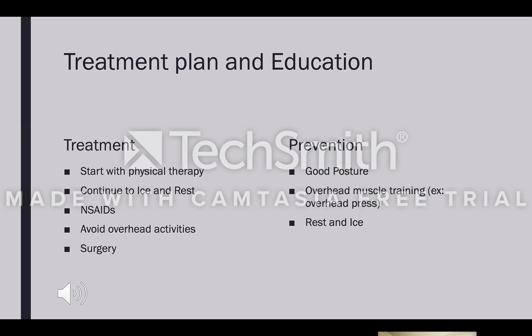We also discuss prevention to keep it from happening again, especially to the other shoulder. We are going to work on improving his posture with physical therapy and at-home exercises, and also overhead muscle training. Examples are overhead presses. We also want to encourage him to rest and ice on any early onset symptoms of shoulder impingement syndrome.